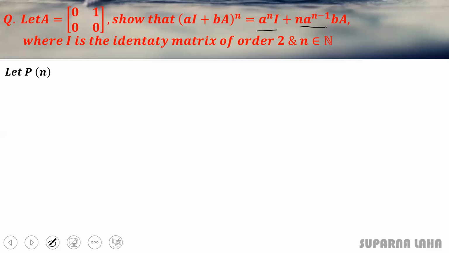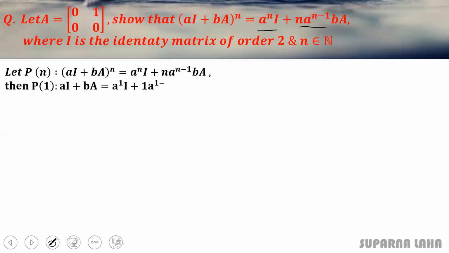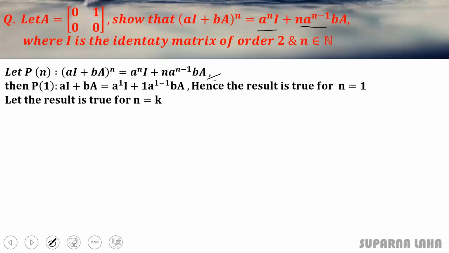So same here also, we will use the concept of the principle of mathematical induction. Firstly, let the statement P(n) be such that (aI plus bA) whole to the power n is given by the formula a to the power n I plus n a to the power n minus 1 b A. Let's check what is P(1), that is aI plus bA. If we write this aI plus bA in this form, now look at that, the result is true for n equals 1. Now, let the result be true for n is equal to k.